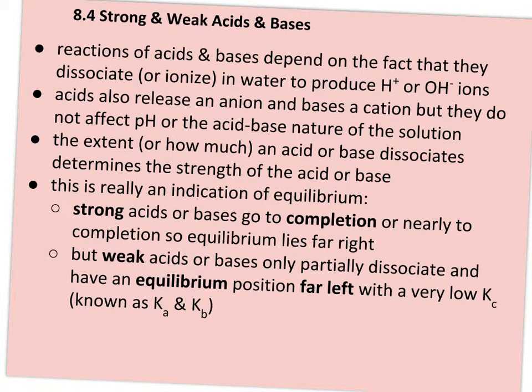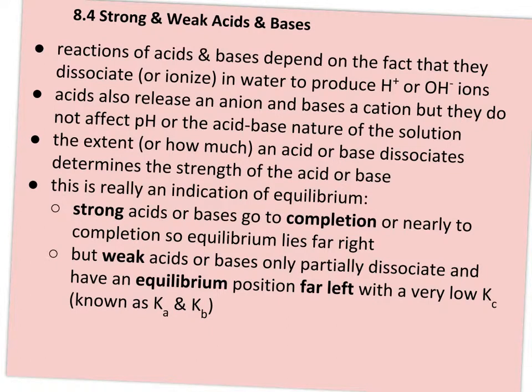Welcome. In this video, we're going to talk about what determines if an acid or base is considered to be strong or weak. Reactions of acids and bases depend on the fact that they dissociate or ionize in water and release either H plus or OH minus ions. Acids also release an anion and bases a cation, but those don't affect the pH or the acid-base nature of the solution. So we're not going to worry about those ions at this point.